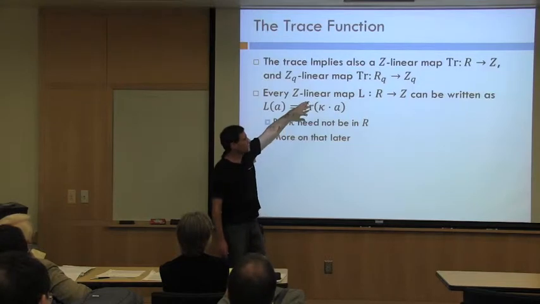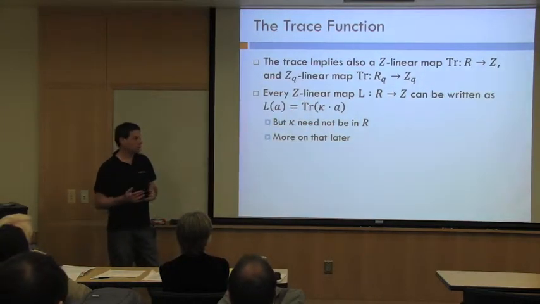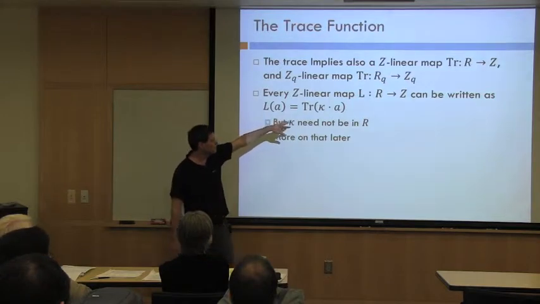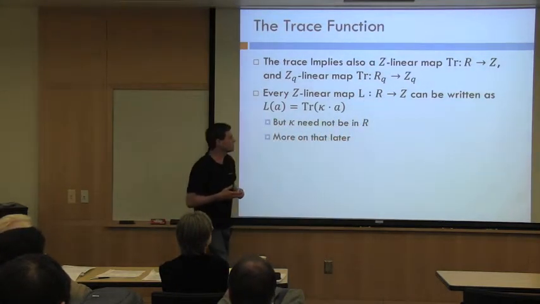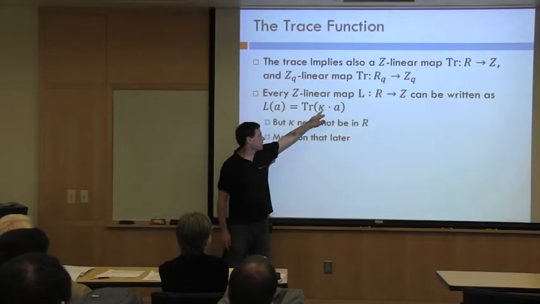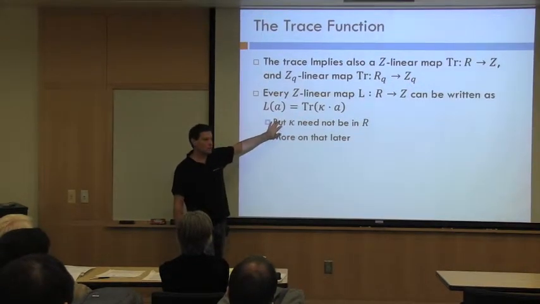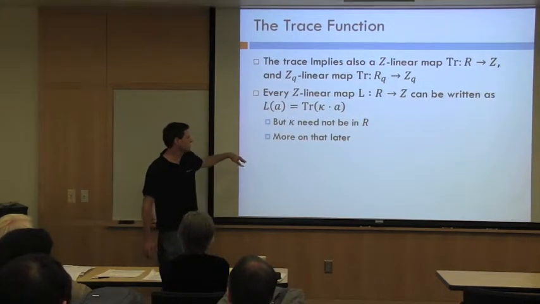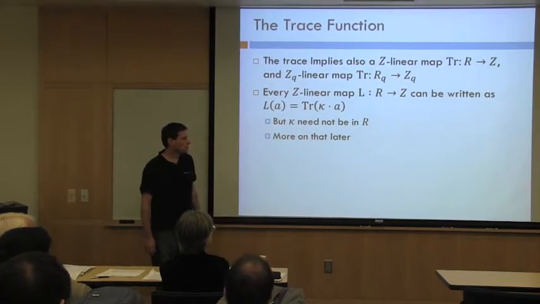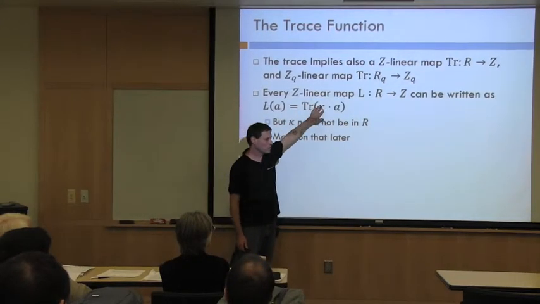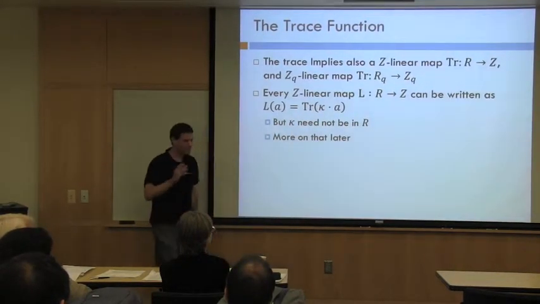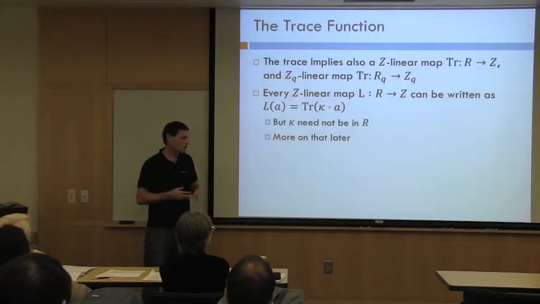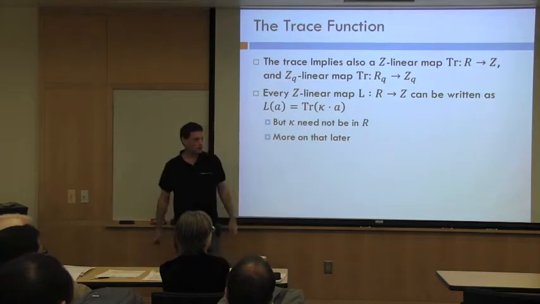You can do this exact same thing for things that are Z-linear over R instead of Q-linear over K. For every Z-linear function from the ring of integers to the rational integers, you can always write it as multiplying by kappa and then taking the trace. Kappa doesn't necessarily need to be an integer, and it ties into the asterisk that I have on the slides every so often. You can think of it as embedded in the field of fractions: multiply by kappa in the field of fractions, take the trace, and you get an integer.